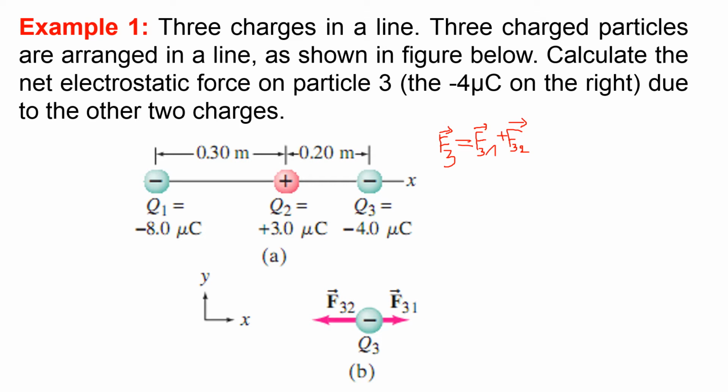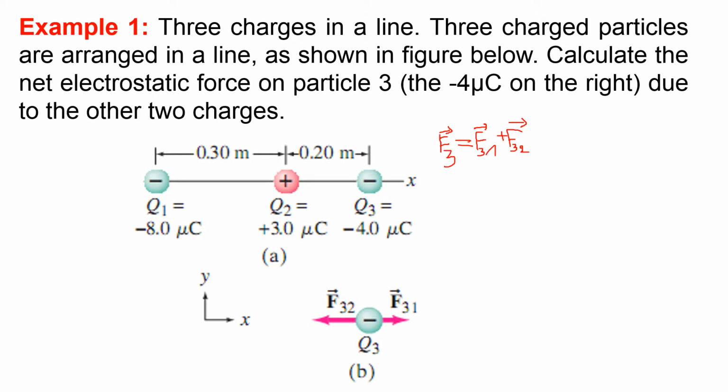And since the charge Q2 is positive and the charge Q3 is negative, charge Q2 will attract charge Q3 with a force oriented from Q3 to Q2. This means that charge Q2 attracts charge Q3, and charge Q3 is attracted by charge Q2. Charge Q3 is repelled by charge Q1.